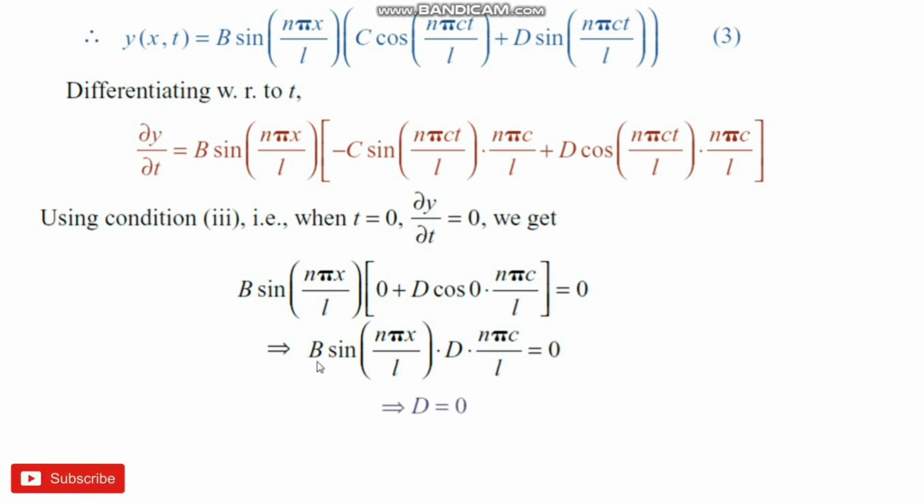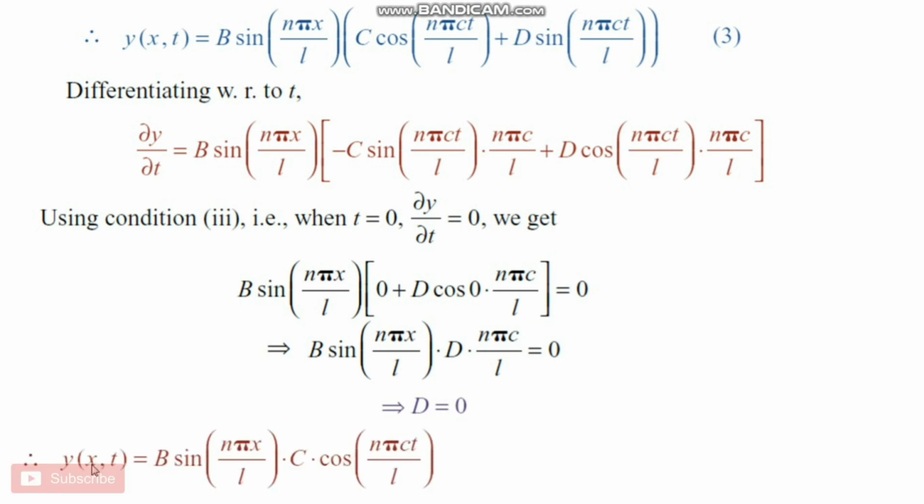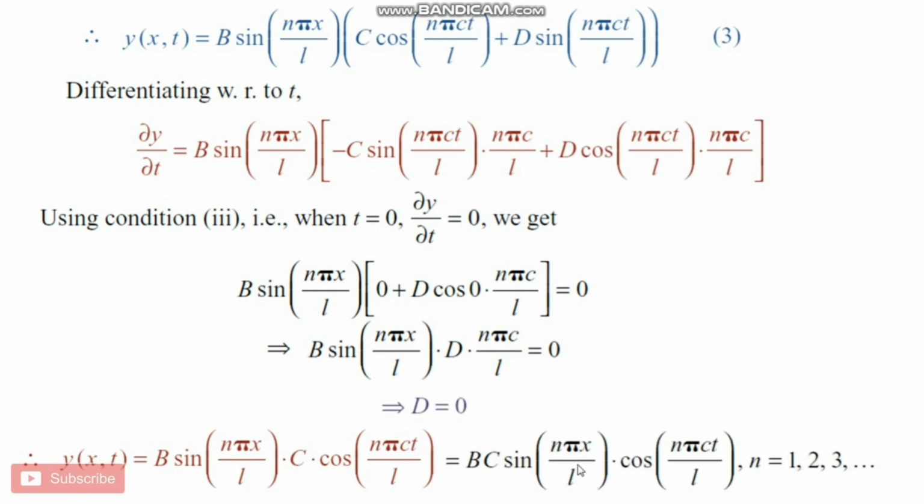So b into d is a constant, but you need to get one of the constants. When d is equal to 0, we will get the non-trivial solution. So the resultant displacement of the string y(x,t) equals b sin(nπx/L) c cosine(nπct/L). So b into c is equal to bc, where n varies from 1, 2, 3 and so on.